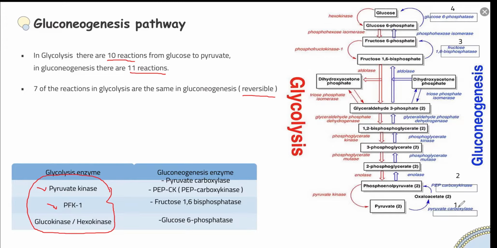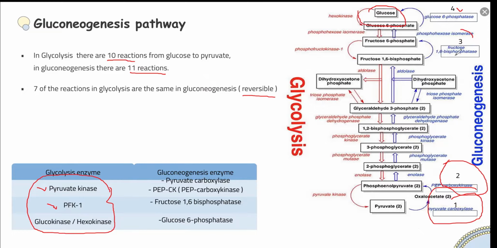So it means that it's only this step 1, this step 2, this step 3, and lastly this step 4 that use different enzymes from those of glycolysis. So from step 1 to this final step, 11 enzymes are utilized, and finally glucose is generated. So the synthesis of glucose from non-carbohydrate sources is called gluconeogenesis, and it involves 11 enzymes. And these are the enzymes: pyruvate carboxylase, phosphoenolpyruvate carboxykinase, enolase, mutase, kinase, dehydrogenase, isomerase, aldolase, and then we have fructose 1,6-bisphosphatase.